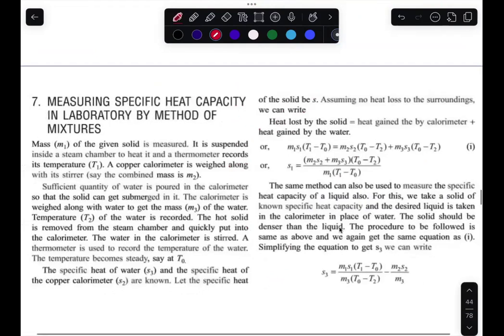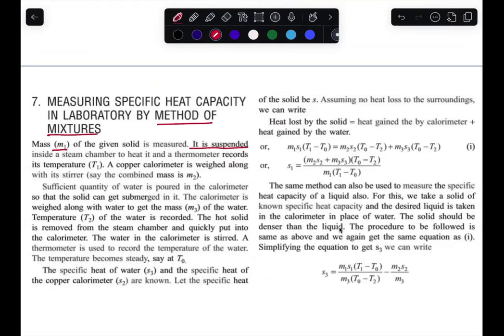Measuring specific heat capacity in laboratory by method of mixture. Actually, I have already taught you this, but I'll just brush it up a bit. Basically, you are using this for a solid. I have a solid whose mass is m1, some lead shot. I want the specific heat capacity of this solid to be measured. It is suspended inside a steam chamber to heat, and a thermometer records its temperature as T1 before I am dropping it into the calorimeter.